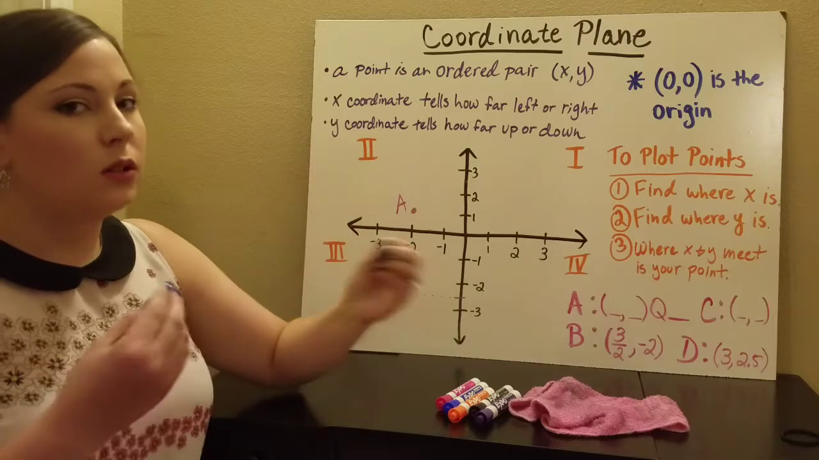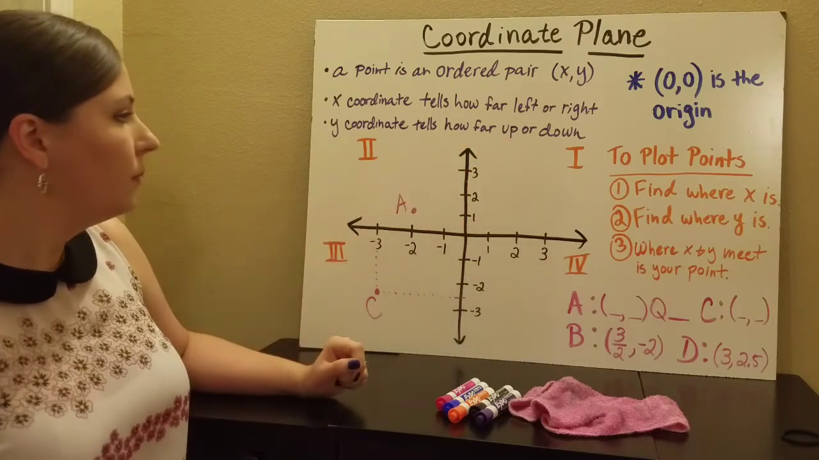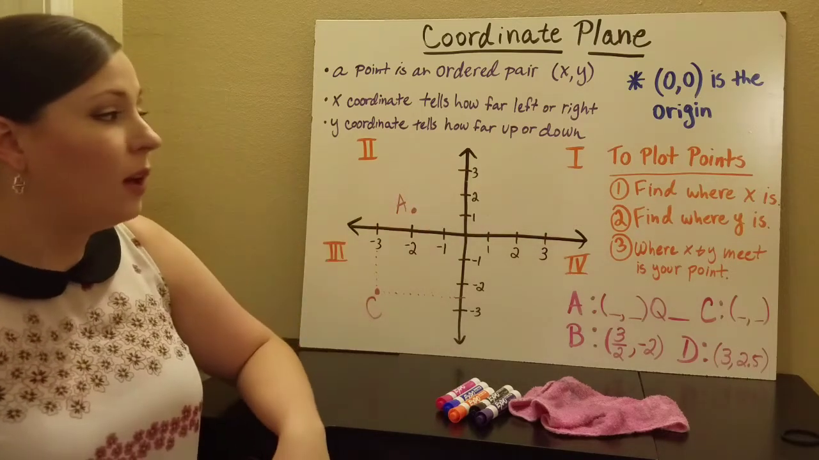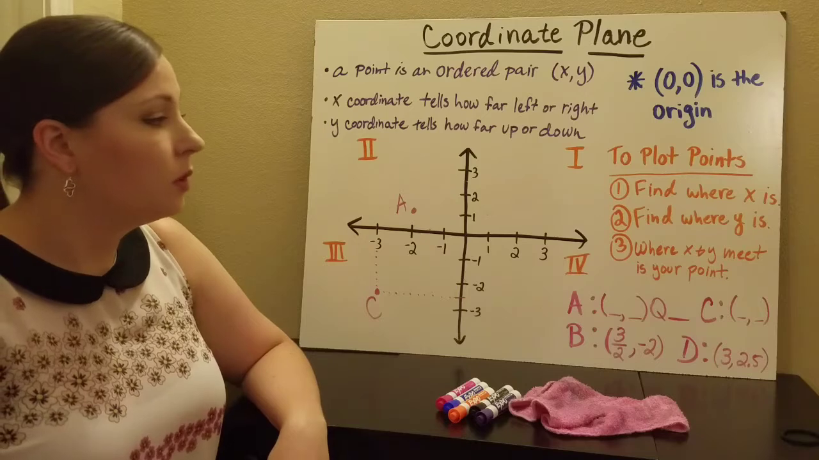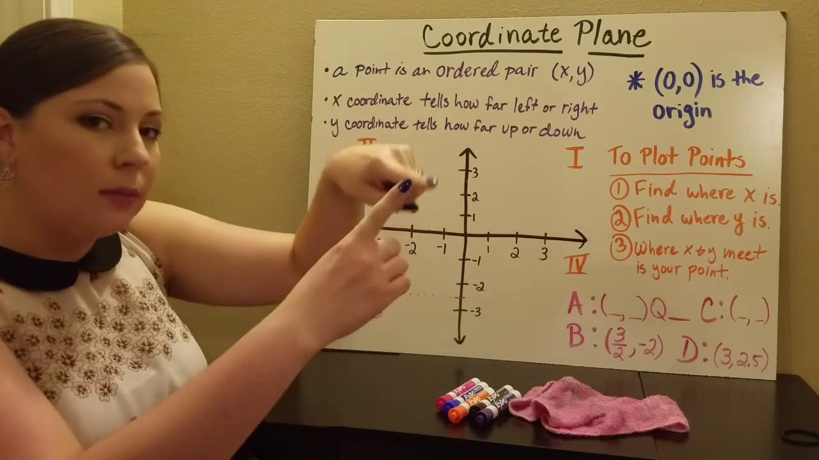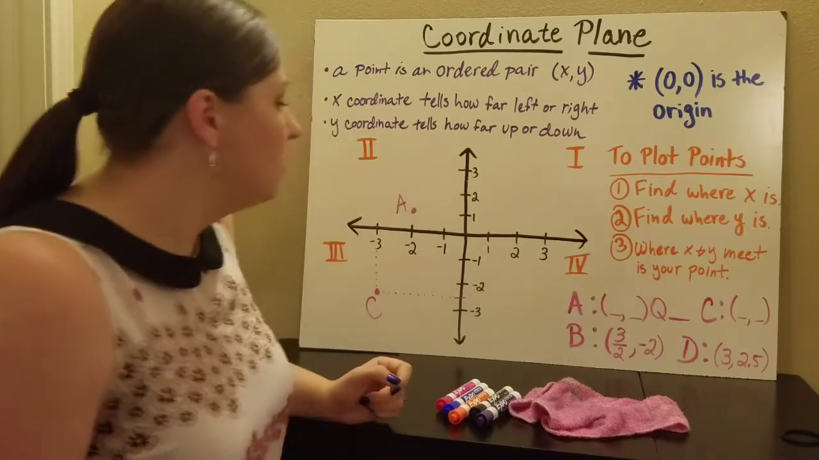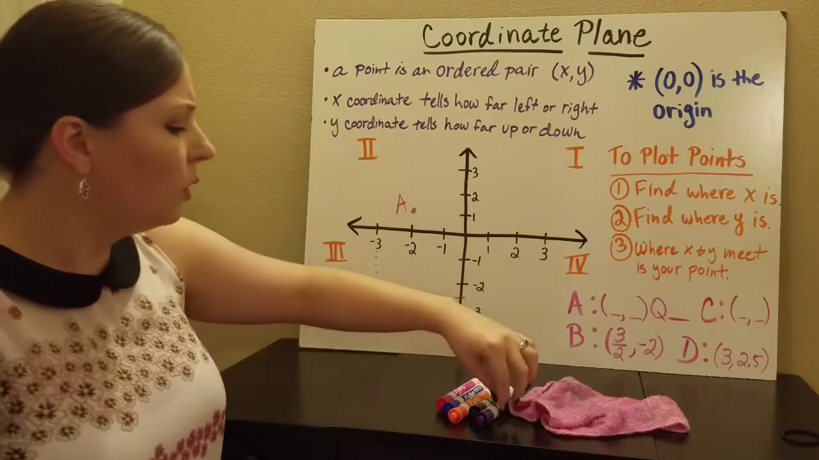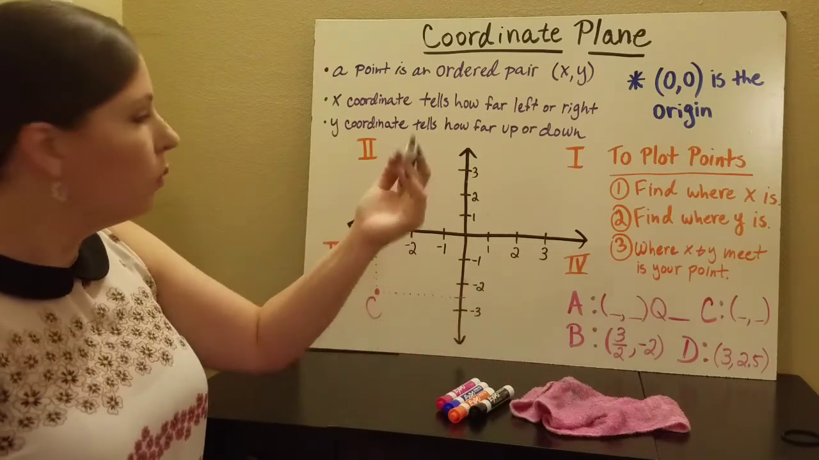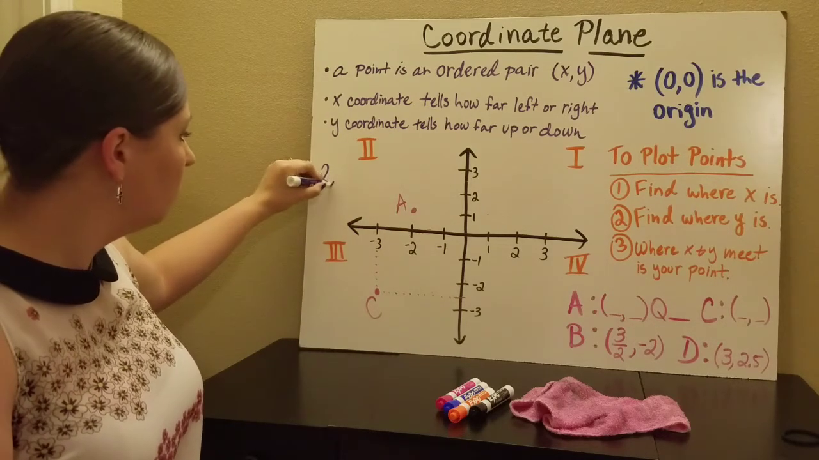So you have to use the x and the y to find out where the points are on the coordinate plane. To plot points, you find where your x is, then you find where your y is, and where the x and the y meet, that's going to be your point. So let's try one real quick. Let's plot the point (2, 1). We're trying out (2, 1).